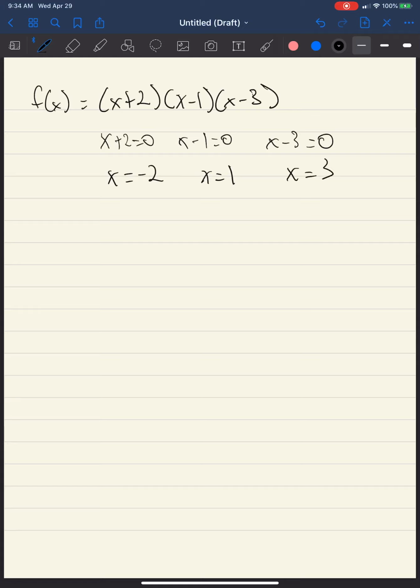So if we look real quick, do any of these have repeating numbers? Do any of these numbers repeat? They don't. So they all have an odd multiplicity, which means we're just going to go through each one.